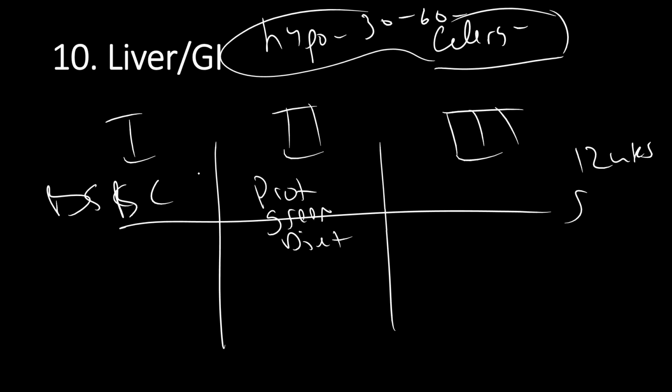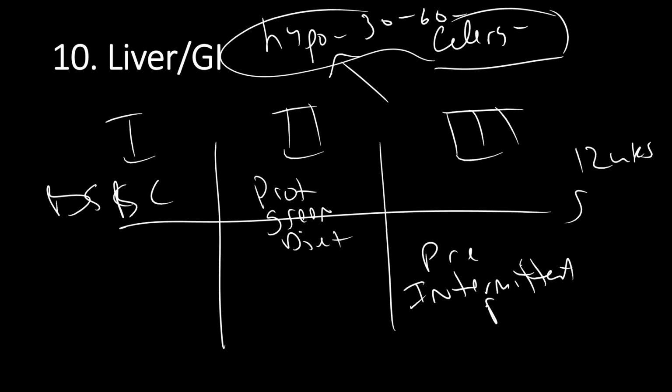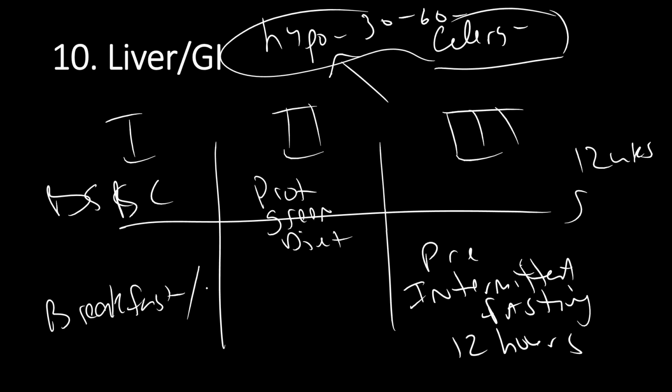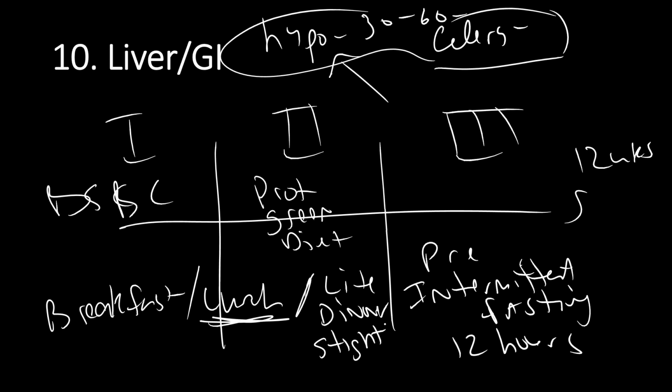If you have somebody that has no hypoglycemic signs, but they're more pre-diabetic, this is the person that needs to engage in intermittent fasting. The way I do intermittent fasting is very easy. A 12-hour fast is enough. So you're going to eat breakfast, you're going to eat lunch, and lunch is going to be your biggest meal, and you're going to eat a light dinner, because you want to go to bed slightly hungry.